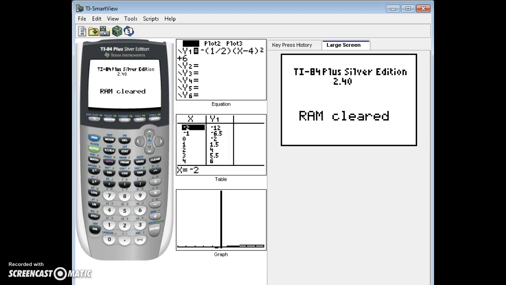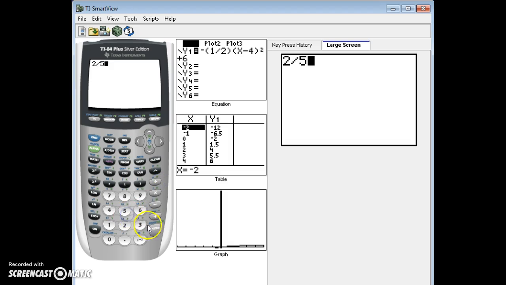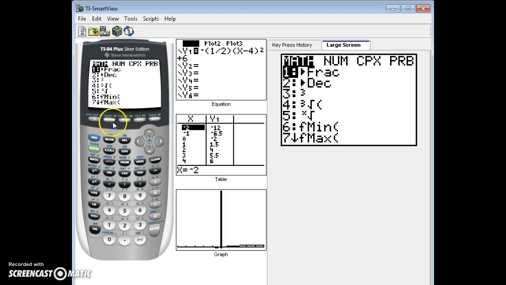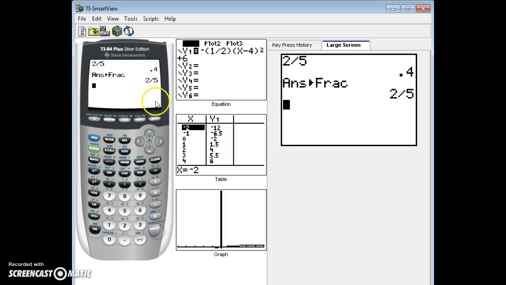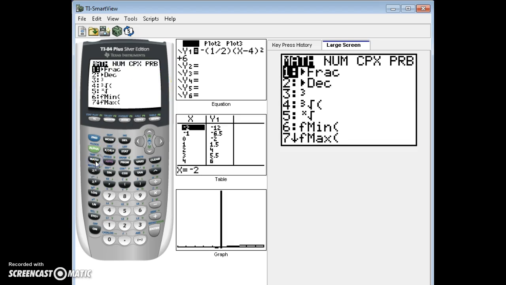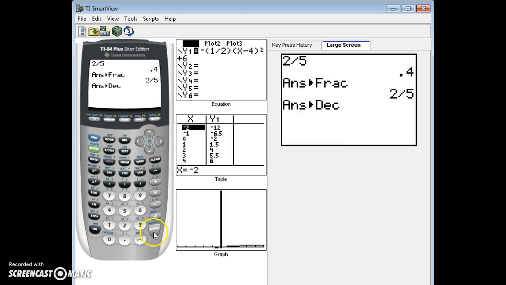So if you're putting in information, say 2 divided by 5, and you want a fraction, when you hit enter, go to math, and then you'll see fractions at the top. You can either hit 1 or enter, and then enter again, and it'll make 2/5 into a fraction for you. If you want it back into a decimal, hit math again, and either hit 2 or scroll down to 2, and then hit enter again.